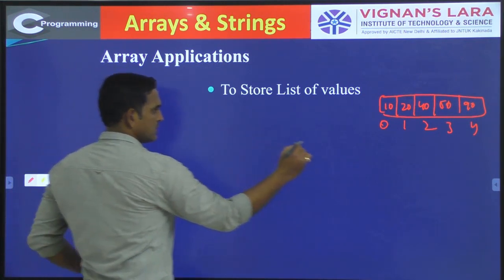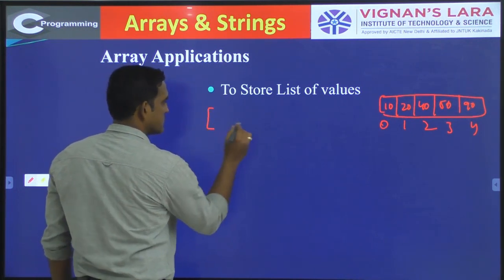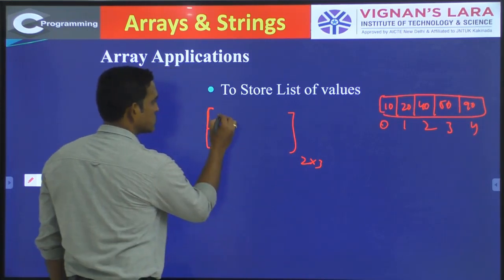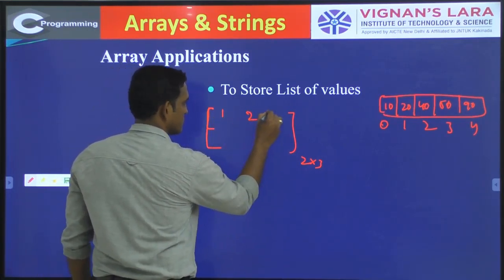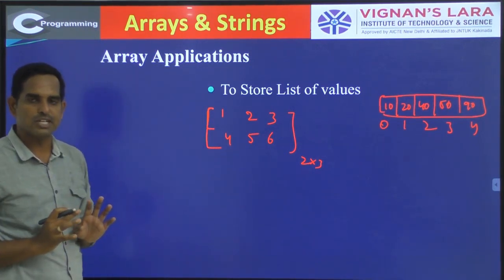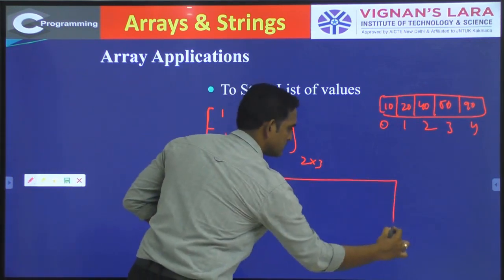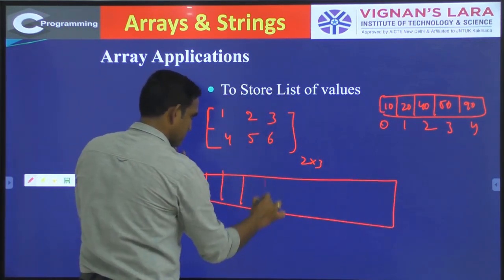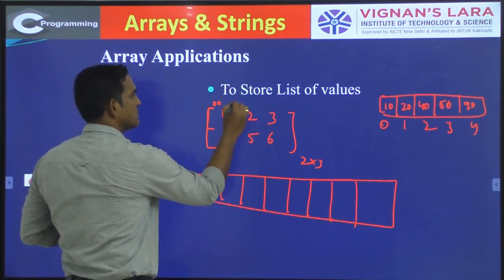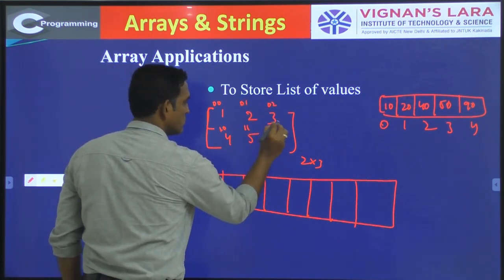The same is the case with two-dimensional arrays. If you take a 2 by 3 matrix, you will have the values 1, 2, 3, 4, 5, 6. These are the values present in a two-dimensional array, and it will be stored in your memory in this manner. I think you remember the indices: 0,0, 0,1, 0,2, 1,0, 1,1, 1,2.